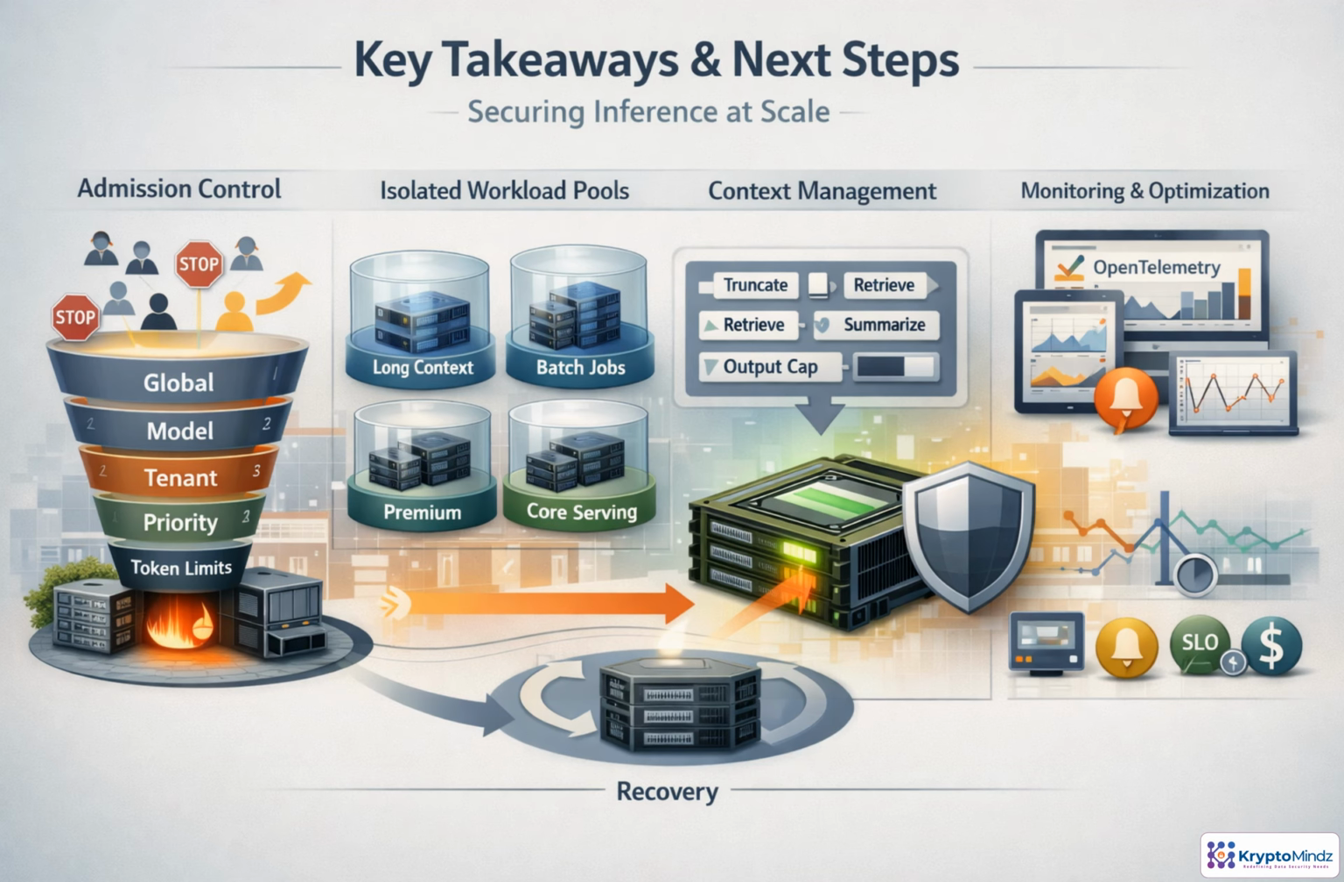The main takeaway is simple. Protect the GPU before requests reach it. Layer admission controls, separate risky workloads into dedicated pools, and keep context growth bounded with truncation, retrieval limits, summaries, and output caps. Then make recovery predictable. In Module 4, we'll add observability, traces, dashboards, alerts, SLOs, drift signals, and cost attribution, so these controls can keep improving over time.